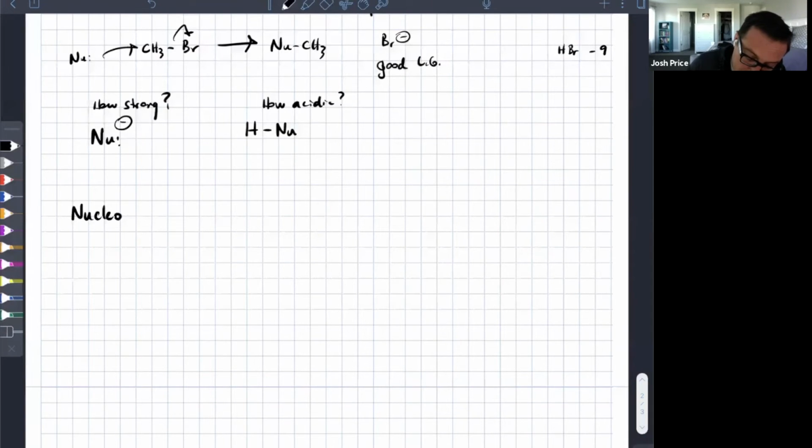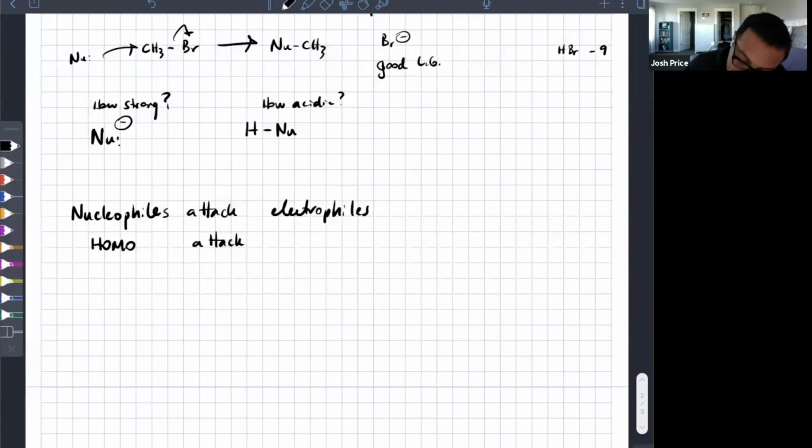This is like the first law of thermodynamics, or I'm sorry, this is like the first law of organic chemistry. Nucleophiles attack electrophiles. And the second law of organic chemistry is like unto it. The highest occupied molecular orbital on your nucleophile attacks the lowest unoccupied orbital on your electrophile. And all of this is just exactly like saying that Lewis bases attack Lewis acids.